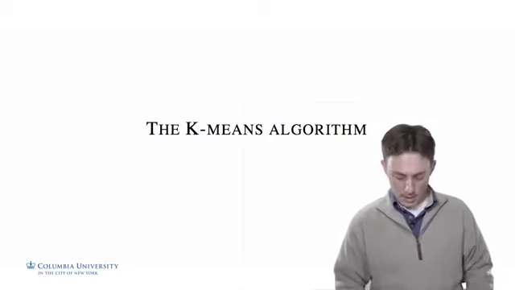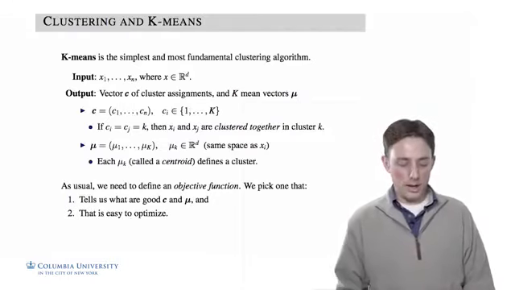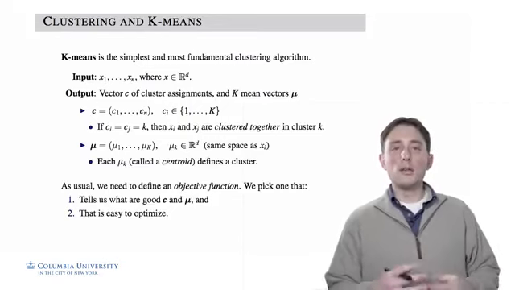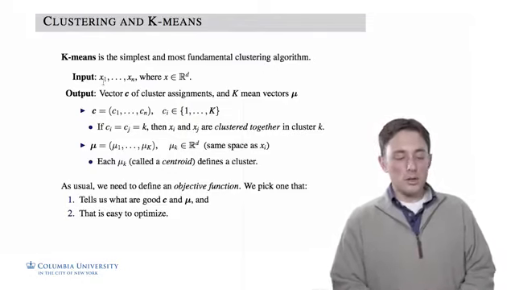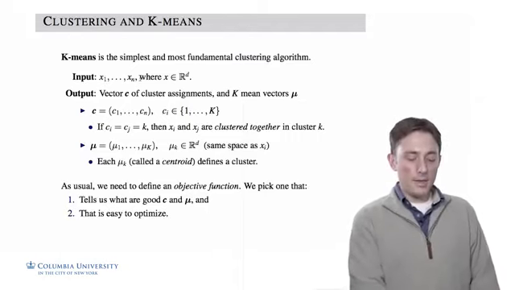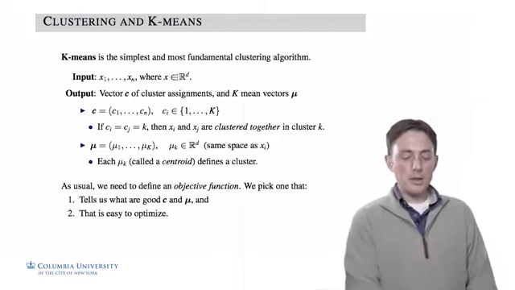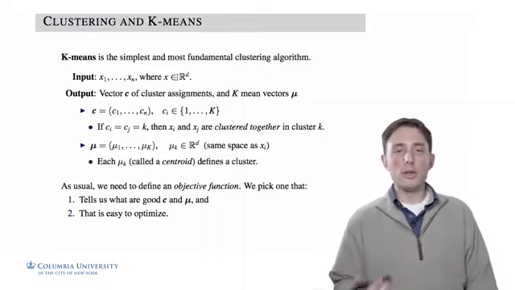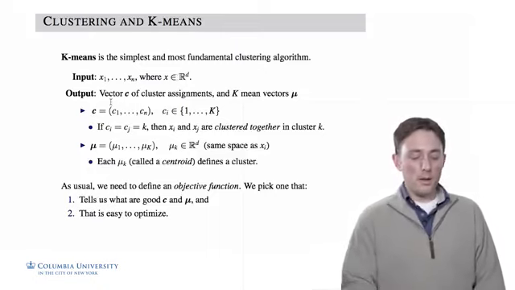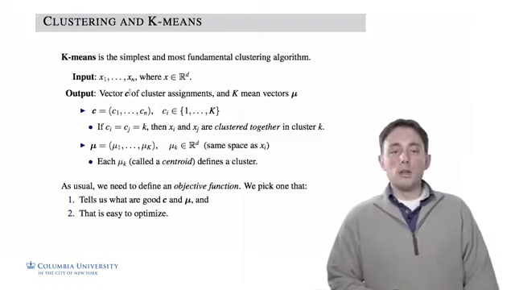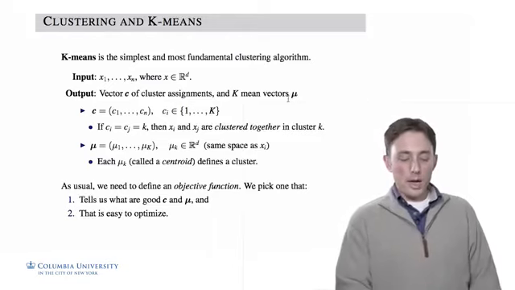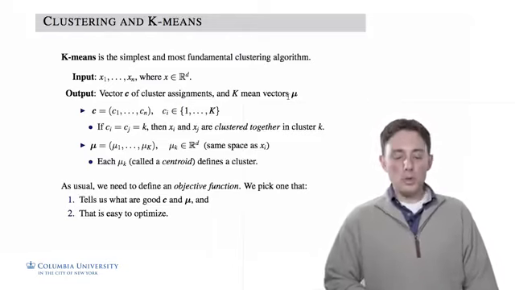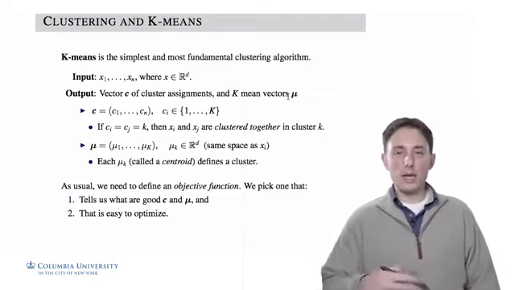So let's discuss the k-means algorithm. This is the fundamental clustering algorithm. It's also, I think, the simplest and, in many cases, the most useful. Probably the most widely used. So in this problem, we again have data x1 through xn. And for now, let's assume that each point is a vector in Rd, just to make it simple. And the output of our algorithm is going to be a vector c, also of length n, and a set of vectors mu, k vectors, k mean vectors.